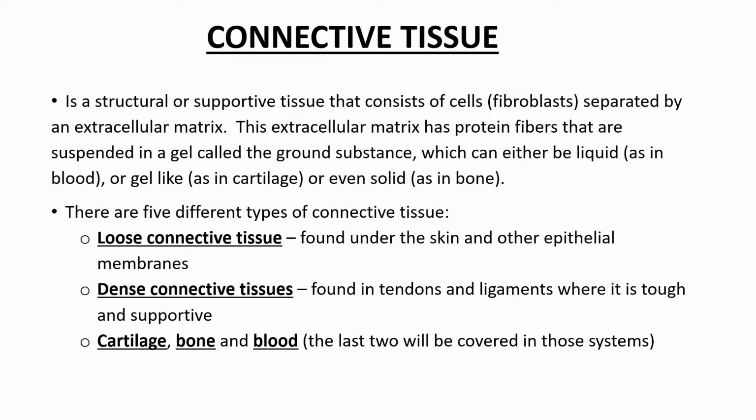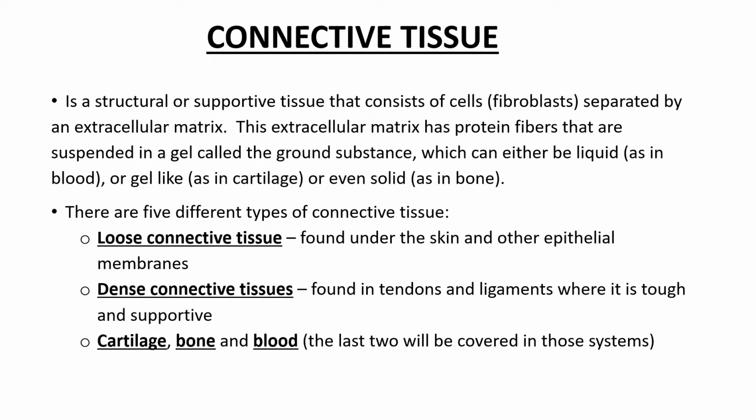Then we get into the connective tissue. So connective tissue, of course, it connects everything together. It has an extracellular matrix with protein fibers that are usually embedded in a gel-like substance called the ground substance. It can either be liquid like blood, gel-like like cartilage, or even solid as bone. We have 5 different types. We have loose connective tissue, dense connective tissues, cartilage, bone, and blood.